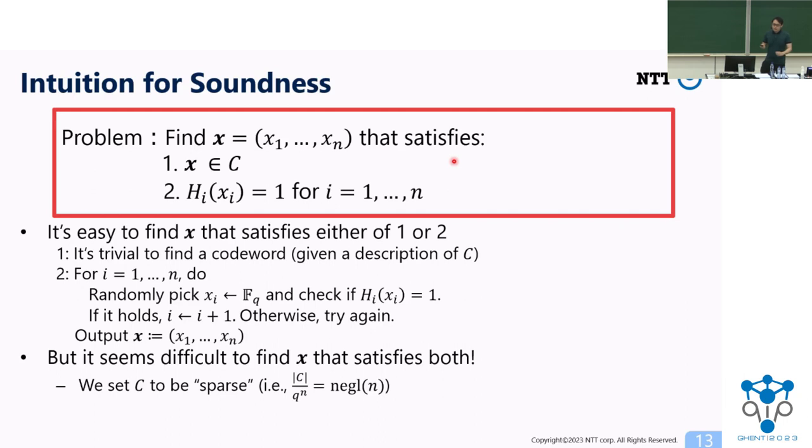On the other hand, if we first pick some x that satisfies 2, then the probability that this x satisfies 1 is also very small, especially because we set the linear code C to be sparse. In other words, the fraction of codewords in the whole space is very small. So, as you can see from this slide, at least the trivial ways of solving this problem don't work classically. But of course, for proving soundness, we have to show that this problem cannot be solved by any classical algorithm. Let me briefly explain how to prove that.